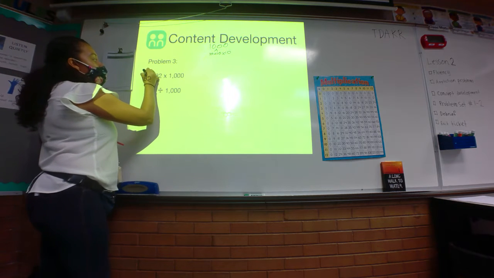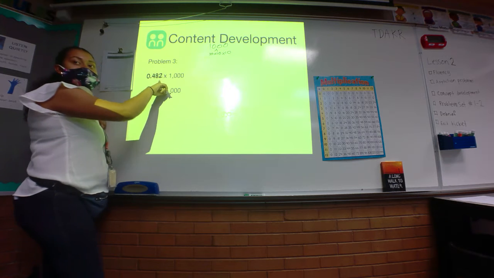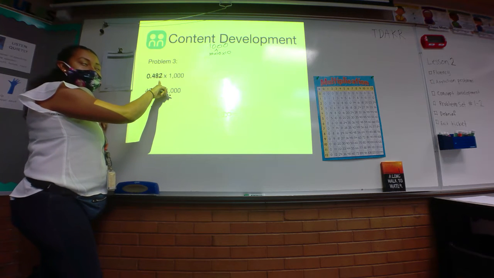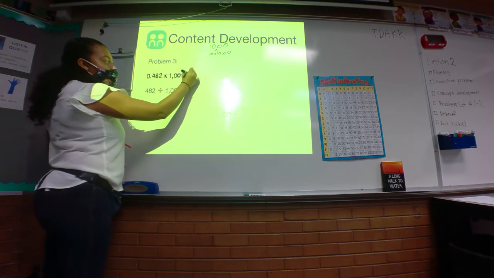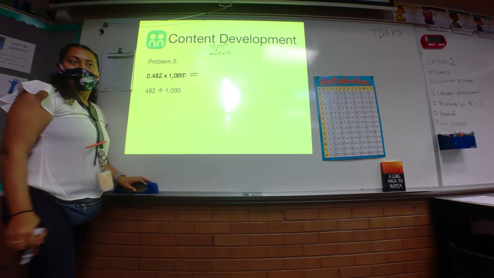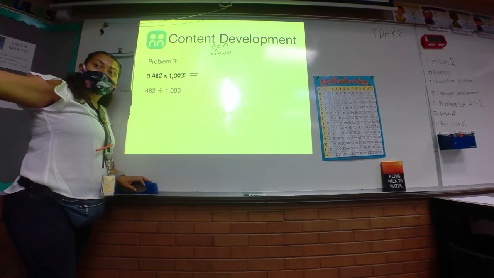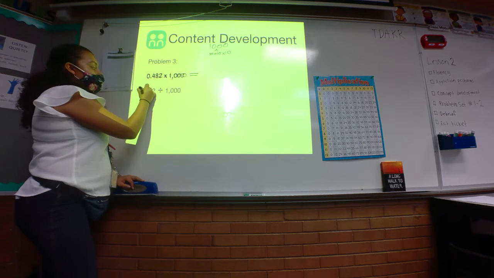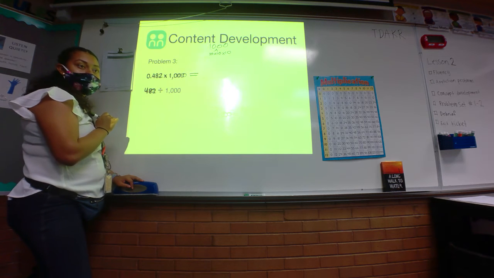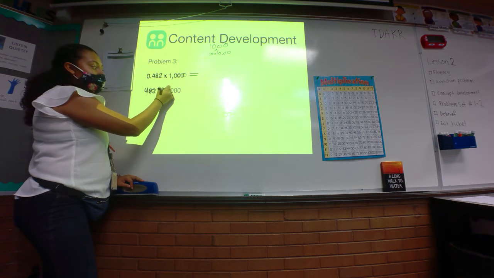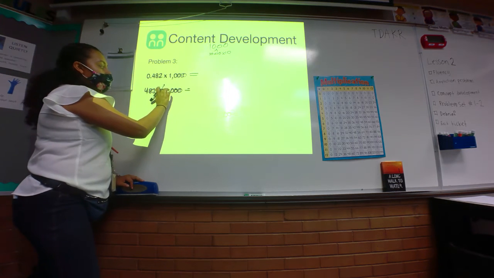Okay, so first you have 0.482 thousandths times 1,000 equals, Elian, mask on or you have to come sit back over here. Okay, next one is 482 wholes divided by 1,000.